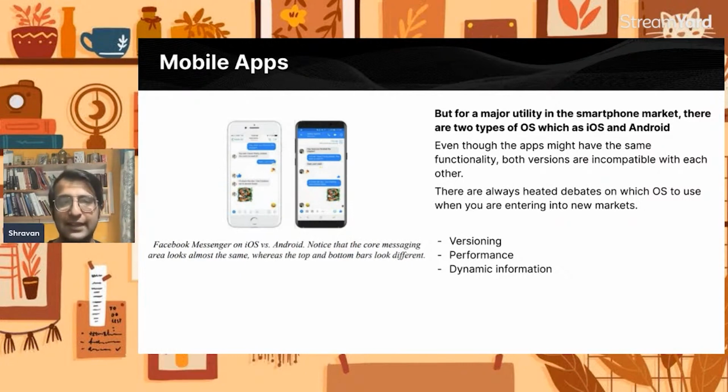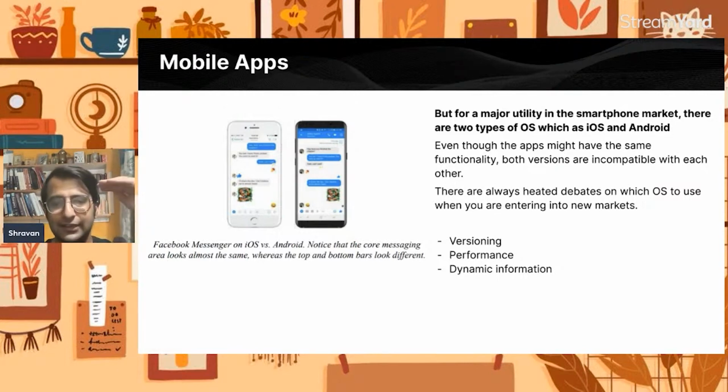And in the world, there are two primary types of OS. One is Android, another is iOS. Android is developed by Google, iOS is developed by Apple. Even though apps might have different functionalities which reside on top of the OS, both versions are incompatible with each other. What I mean by that is an app on iOS will not be compatible with an app on Android, right? So there is a very heated debate about which OS to use. And there are multiple factors through which you decide which OS you should fundamentally use.